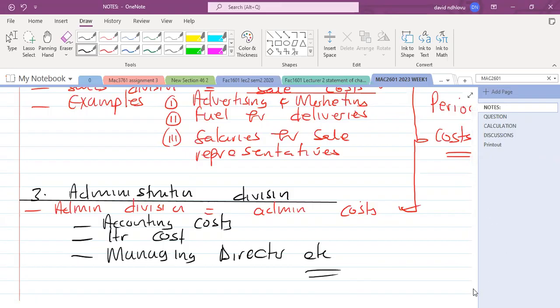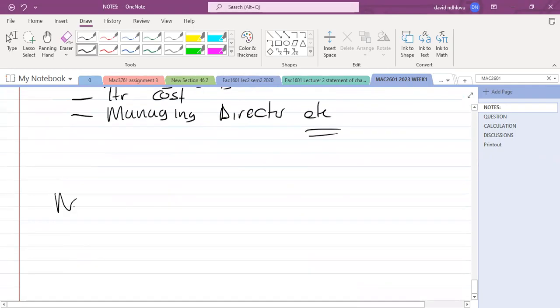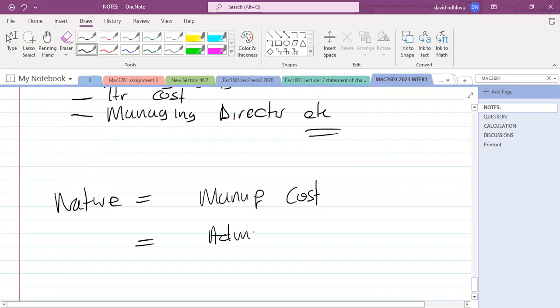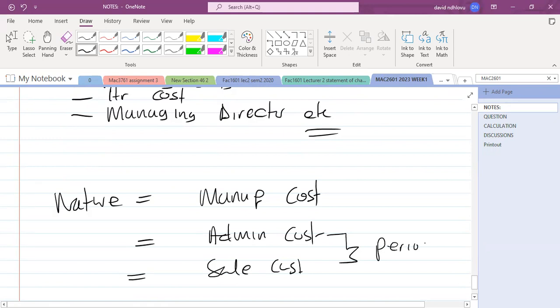classification by nature. And just to summarize, when we talk about the nature, we are simply saying we get manufacturing costs, admin costs, and sales costs. Remember, these are your periodic costs. Remember, this here gives you prime cost. You must know which costs to add together. It gives you conversion costs. So this here should be on your fingertips at all times.